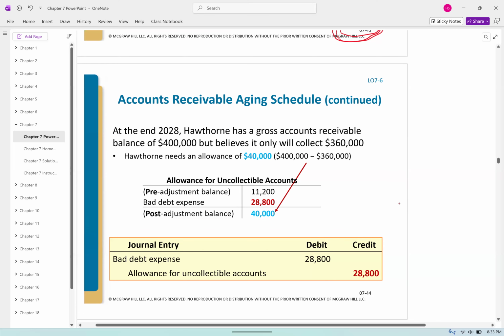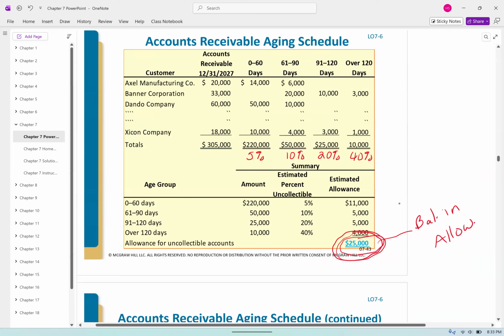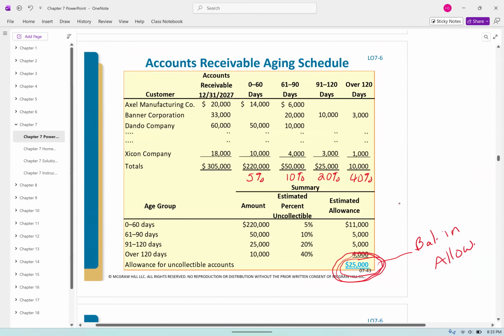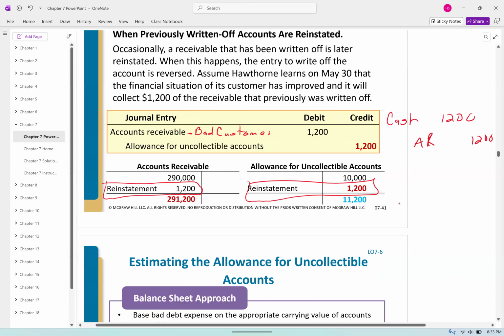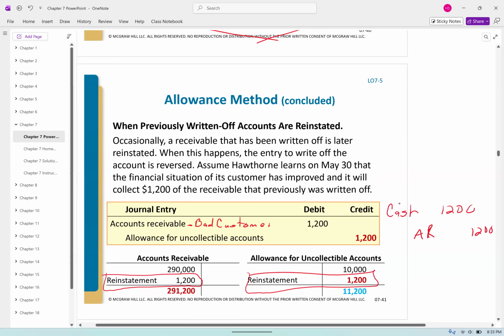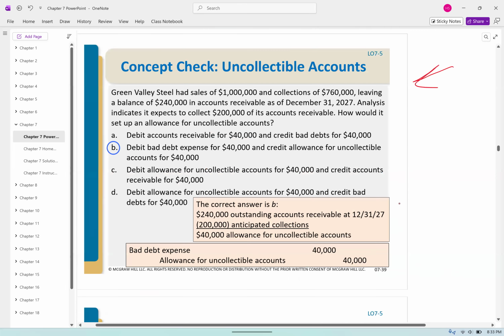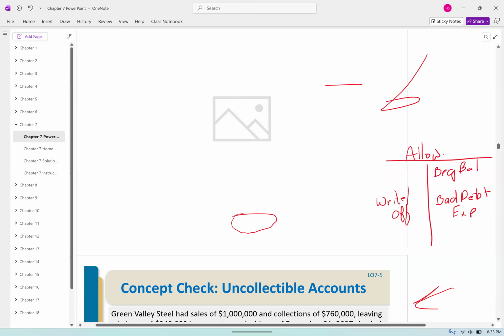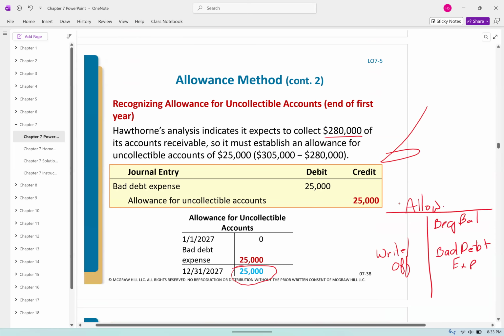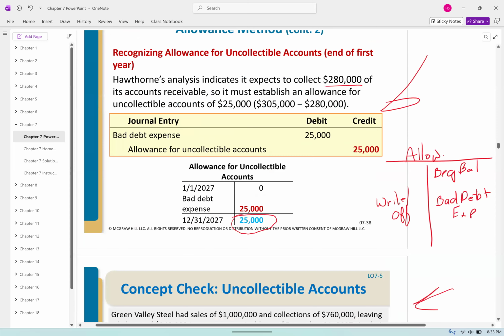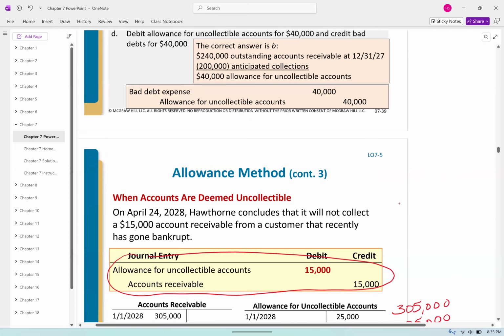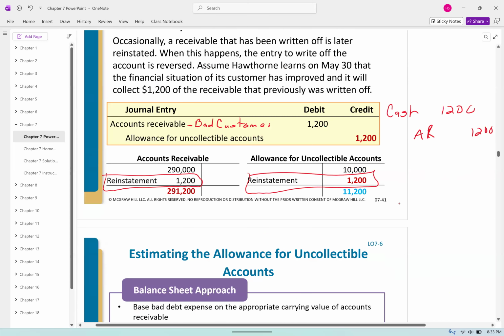I think this is a different one. They were actually using this 25 in that previous one up there. Sometimes they don't get things in the right order here. So up here, they just assumed, they told you 25,000. They calculated it through that aging schedule. Okay. All right. Let's finish this one up.